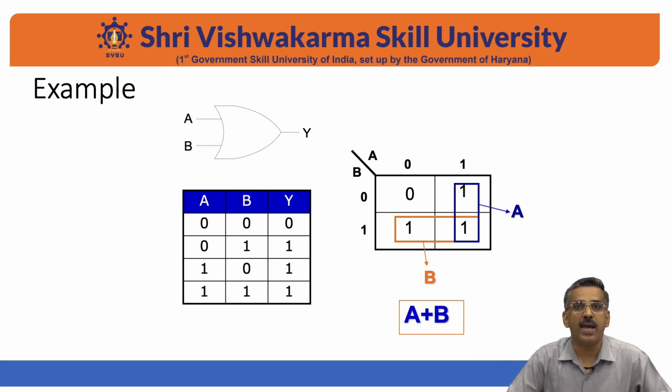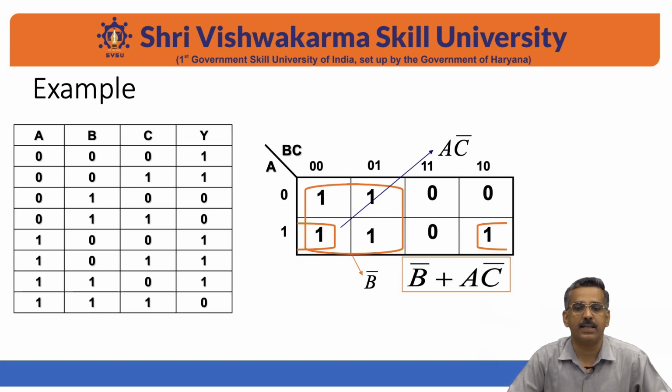Now if we have to calculate the overall expression of this Karnaugh map table, it will be the sum of both the values, that is a plus b. In this case, the output y is equal to a plus b, which fulfills the logic expression of the OR gate. Now let us see another example.